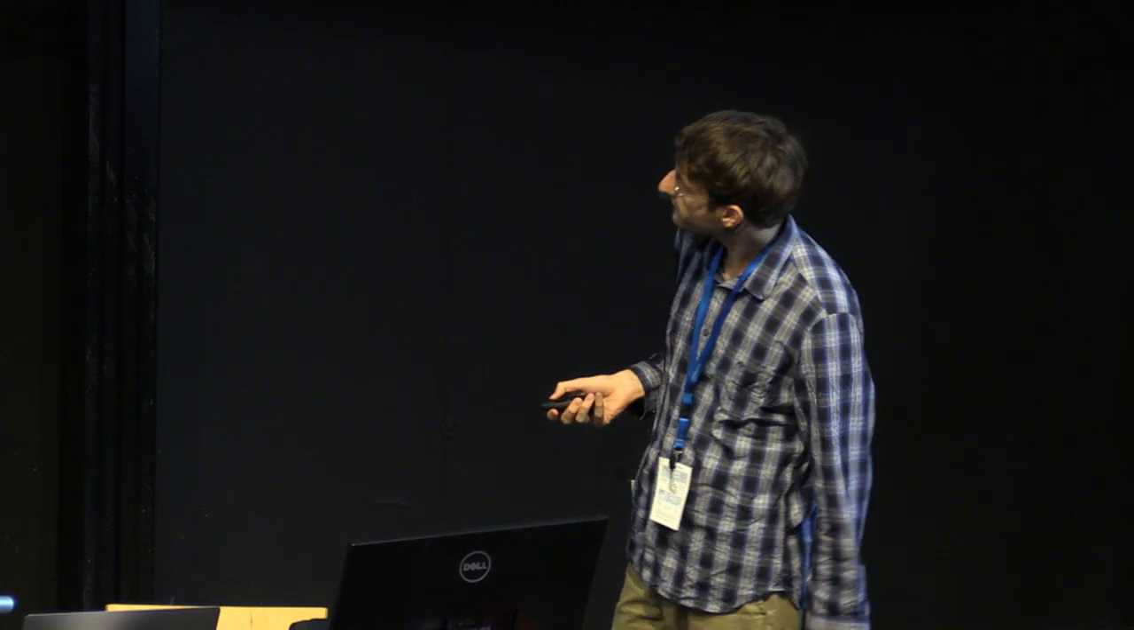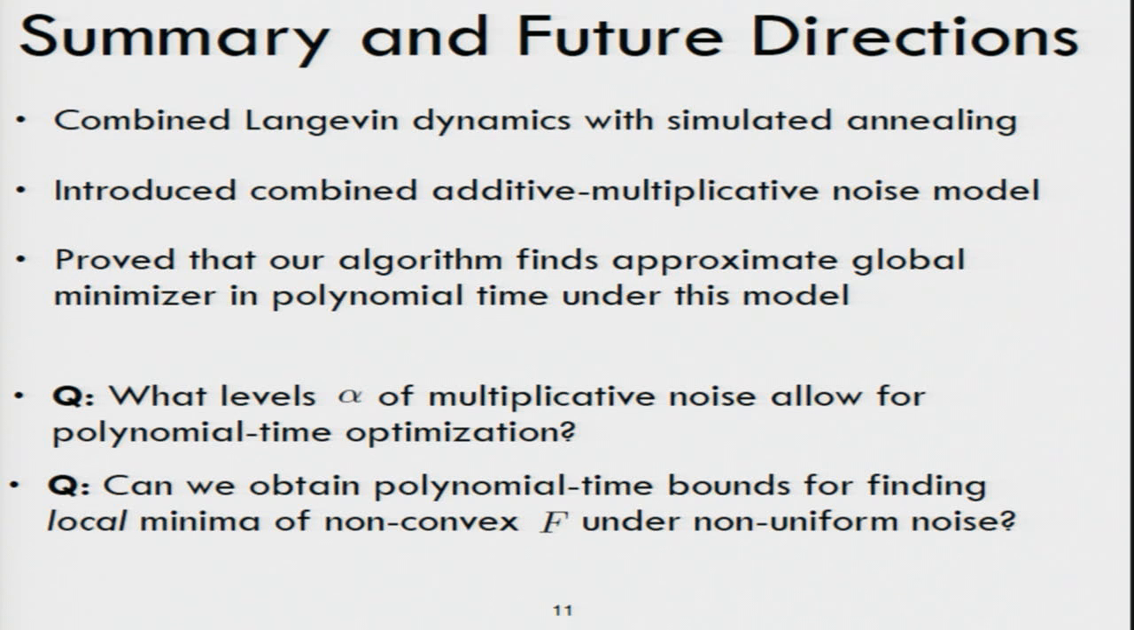Another question is, let's say the function f, not the approximate function, but the actual function you want to optimize, is a non-convex function. But you want to find a local minimum of this non-convex function f given access to a noisy oracle with non-uniform noise, such as multiplicative noise. So in this case, is it possible to obtain polynomial running time bounds for finding local minima of non-convex functions?